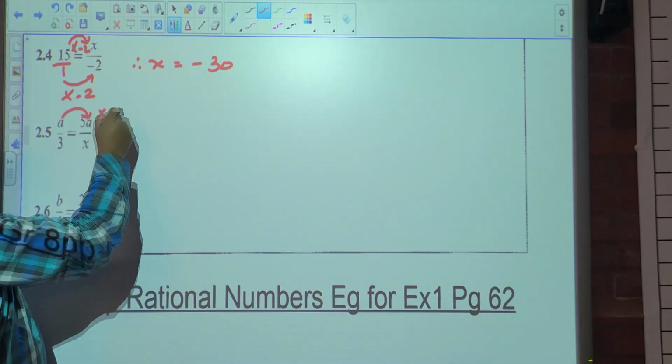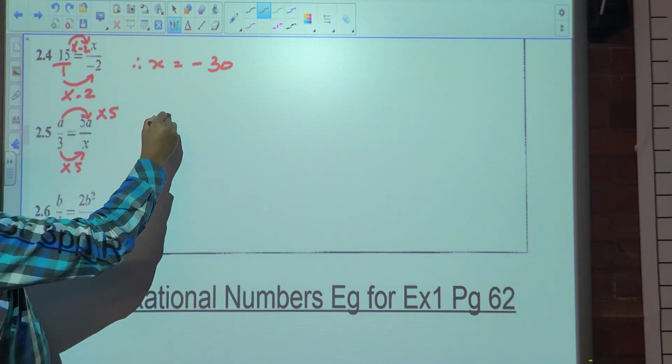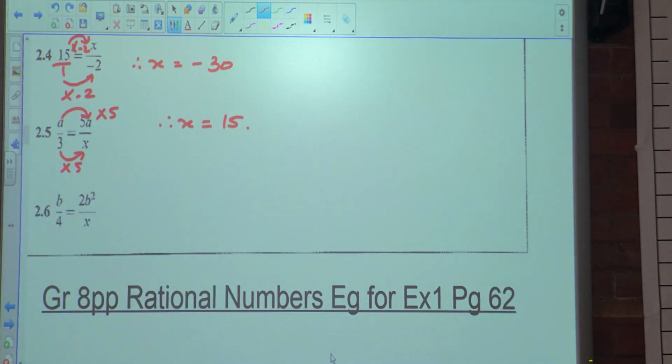Multiply by 5. So you multiply that also by 5. Therefore x is equal to 15. Mizan, you're right? Alright. Go to the next one. You all okay with that?